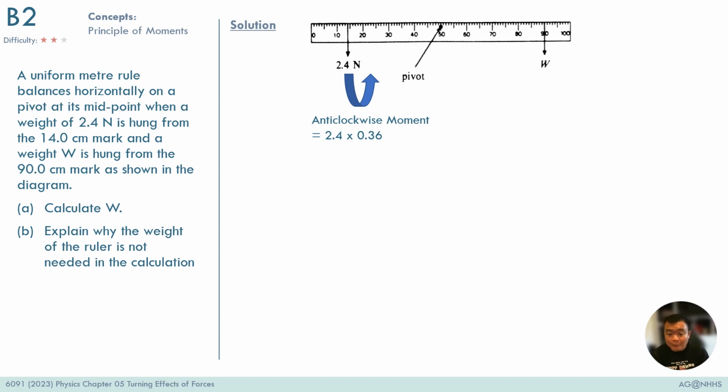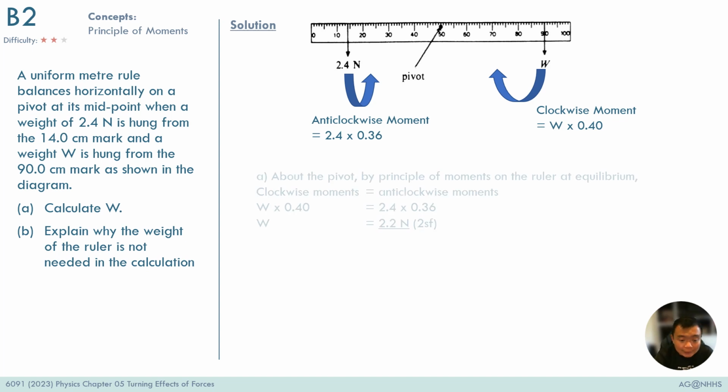newtons multiplied by the perpendicular distance. I've used 0.36 meters as the perpendicular distance. It's always good to convert the distances to SI unit, which is meters. Now on the right side you see the downward W, and that will want to make the whole ruler rotate in a clockwise manner. So that is a clockwise moment, W multiplied by the perpendicular distance, which is 0.40 meters.